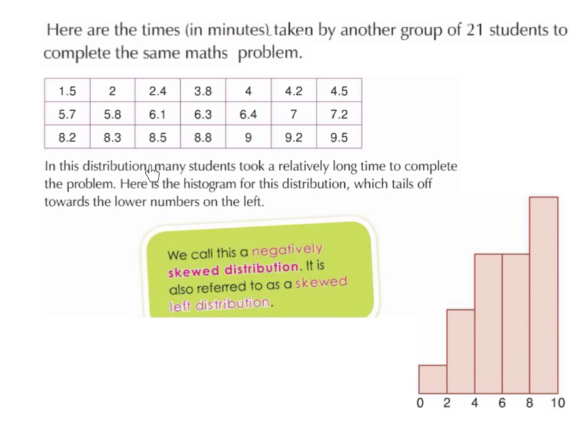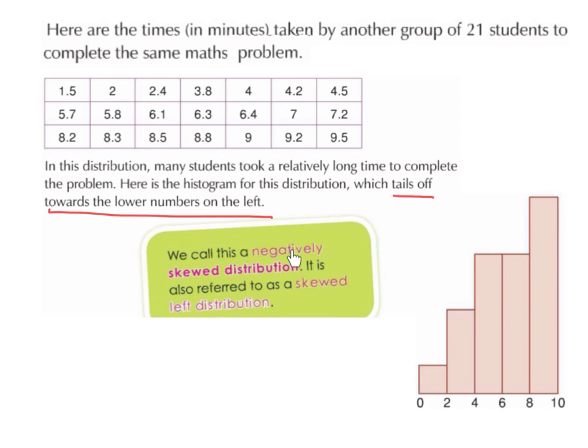In this distribution, many students took a relatively long time to complete the problem. Here is the histogram for this distribution, which trails off towards the lower numbers on the left. So you can see it trails off towards the lower numbers on the left. So it starts high at the right hand side and gradually gets lower as we move towards the left.